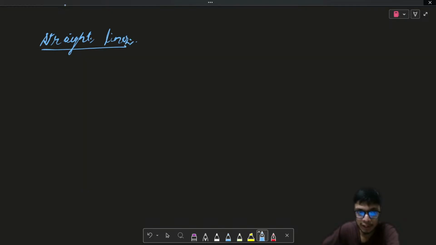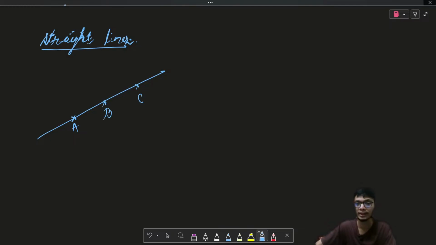Okay, so if I talk about straight lines, by the definition of a straight line, I can define it as a locus of a point or a curve such that every point on the line segment joining any two points is going to be on the curve, right? So if I take any two points, the line segment is definitely going to lie on the same curve. That is the definition of a straight line.